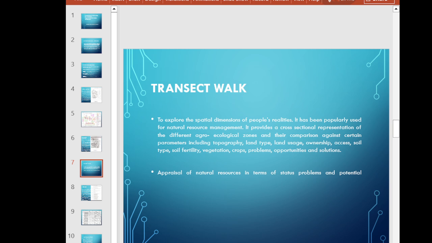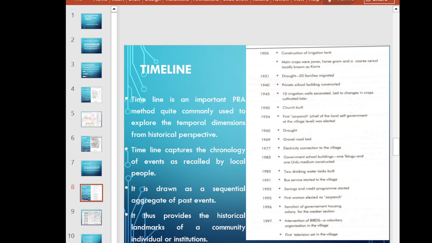We have another tool which is called transect walk. It is to explore the spatial dimension of people's realities. It has been popularly used for natural resource management, which provides a cross-sectional representation of different agroecological zones and their comparison against certain parameters, including topography, land type, land use, ownership, access, soil type, soil fertility, vegetation, crops, problems, opportunities, as well as solutions. This appraisal of natural resources in terms of status, problems, and potential is also highlighted.